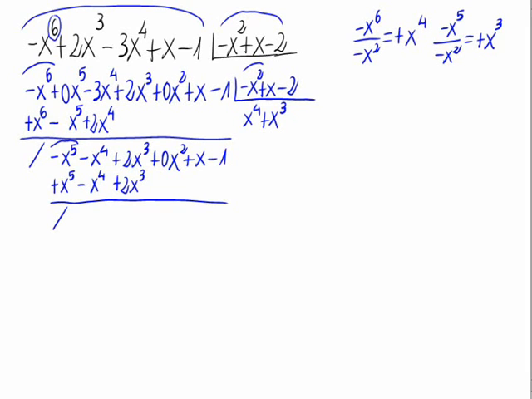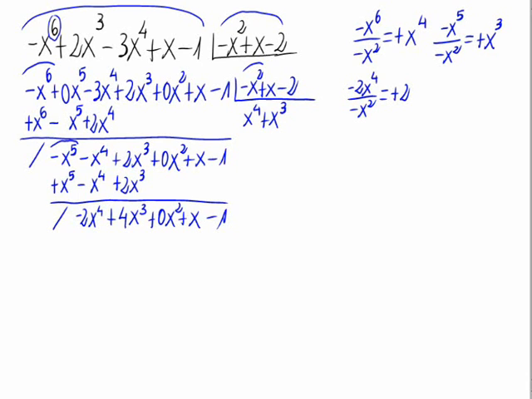cubed, and operating this we would have minus x to the 5th plus x to the 5th is 0, minus x to the 4th minus x to the 4th is minus 2x to the 4th. 2x cubed plus 2x cubed is 4x cubed plus 0x squared plus x minus 1. Let's begin again with the first step. I forgot to tell you that we're gonna stop dividing when the degree of the divisor is bigger than the degree of the dividend.